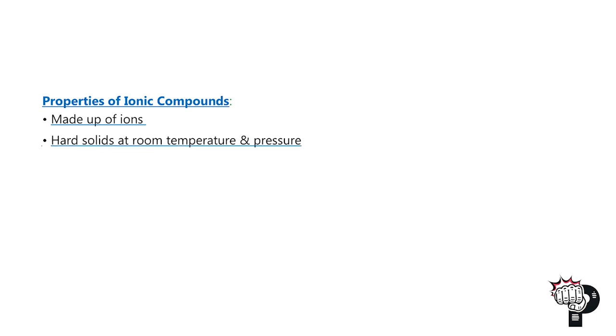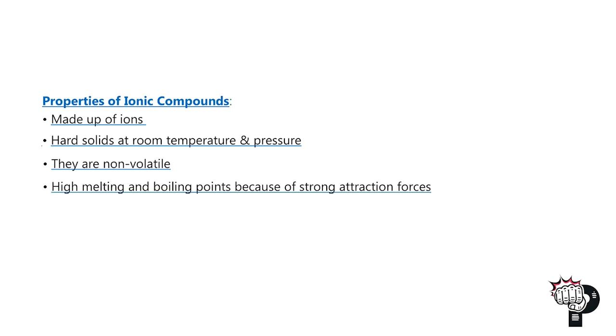Let's take a look at the properties of ionic compounds. Ionic compounds are made up of ions, metal ions and non-metal ions. Ionic compounds are solids at room temperature and pressure. They are non-volatile, meaning they don't easily evaporate. This is because they have high melting and high boiling points.